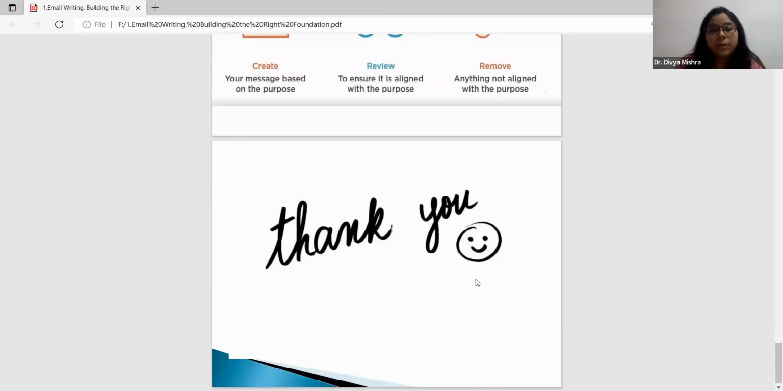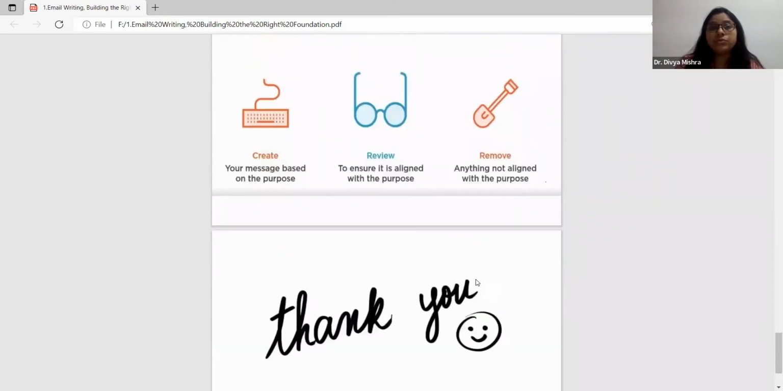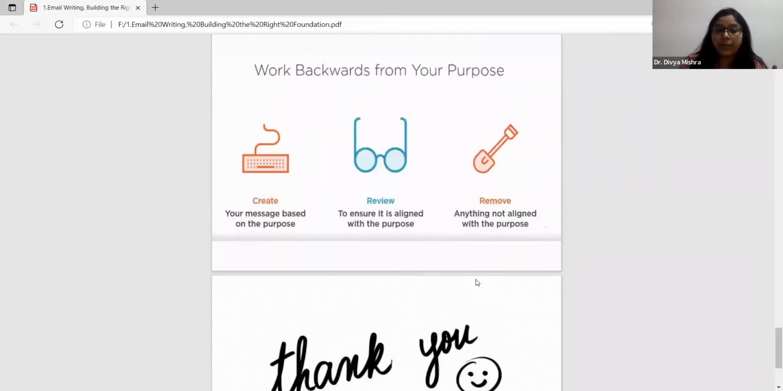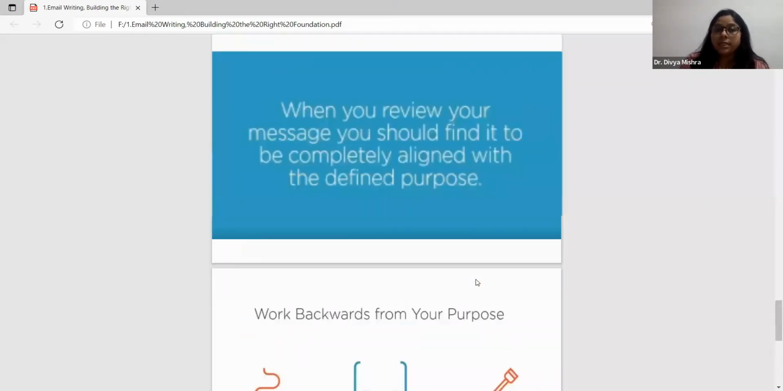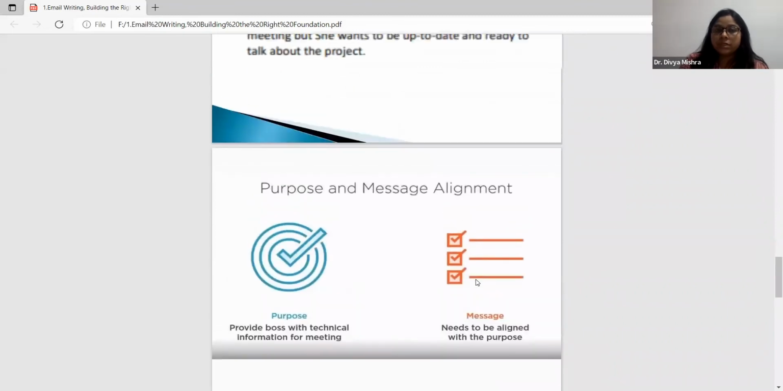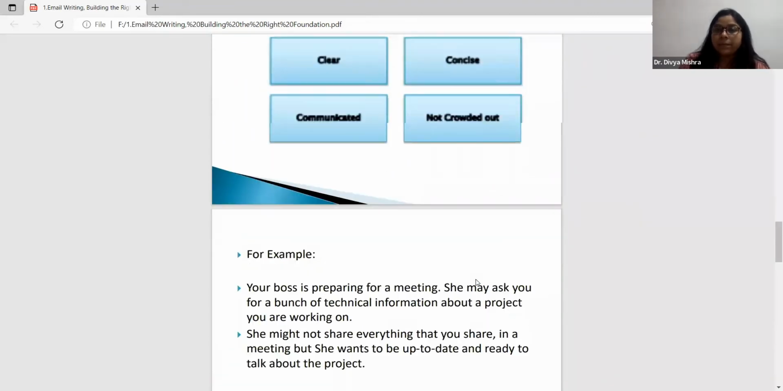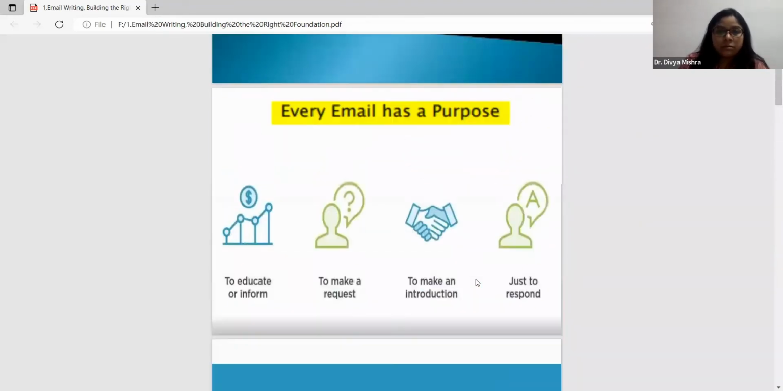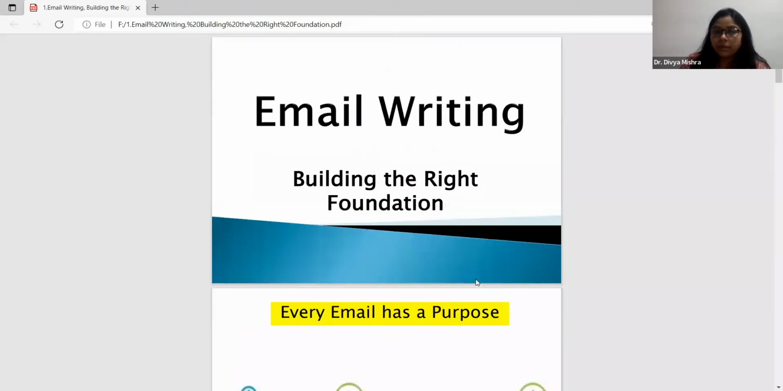So this was all about building the right foundation: how you should understand the purpose, how you should make your message aligned with the purpose, then create, review, and remove. These are the important tips and tricks that you need to remember. Let me share another slide with you related to email writing.